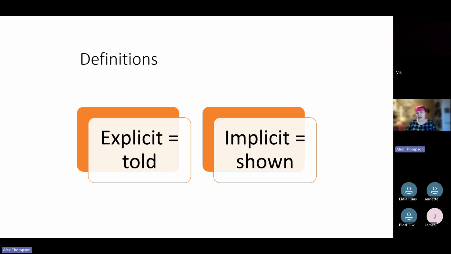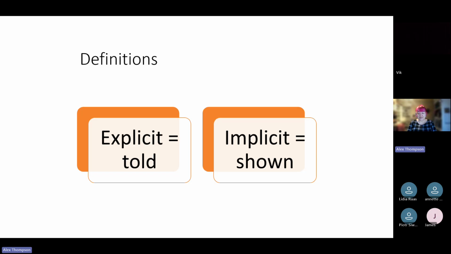So, definitions. If something is explicit, it is information that you are told, and there's no room for any misinterpretation or misunderstanding. It is just clear, straightforward information. Explicit to me means obvious. If something is implicit, it's going to be the opposite of that. So rather than it being obvious, it's something that is maybe shown in clues, or it may be a slightly more hidden way of expressing information.